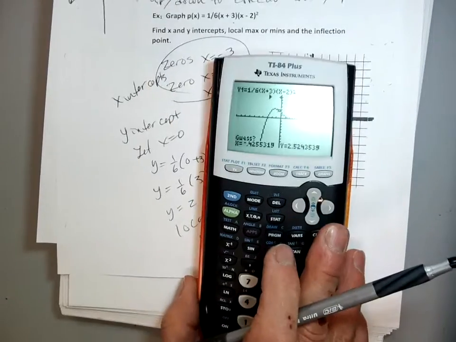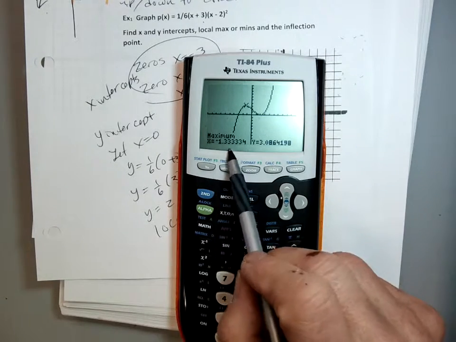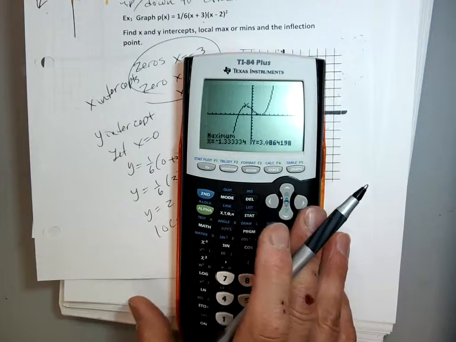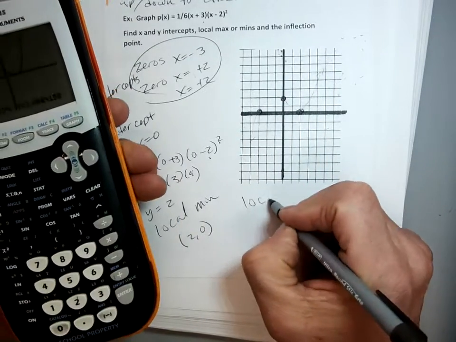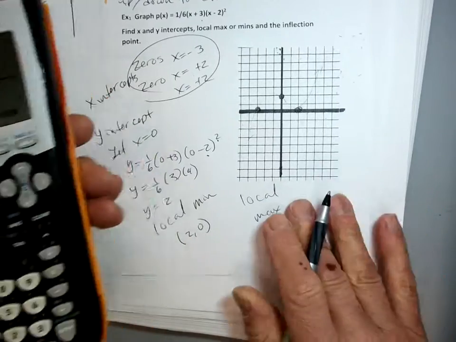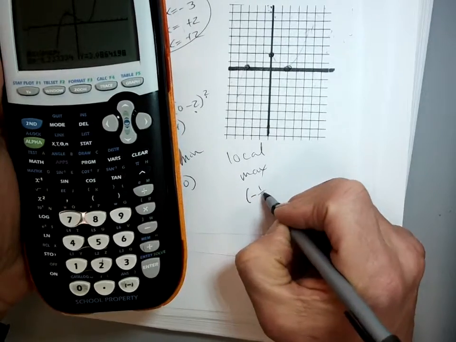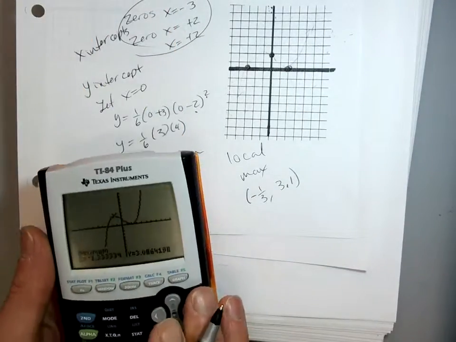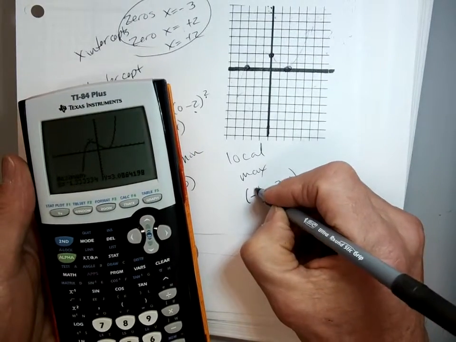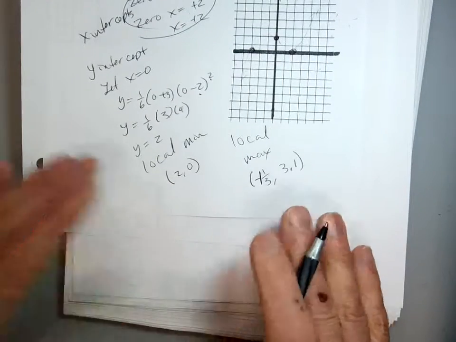Okay. All right. So there it is, and it's about a negative 1.333, which is about a negative 1/3, and about a 3 point. We'll round it to 3.1. Okay. So my local max is at about a negative 1/3, comma, about 3.1. Okay. 1/3. Thank you. Now, that's pretty easy, right?